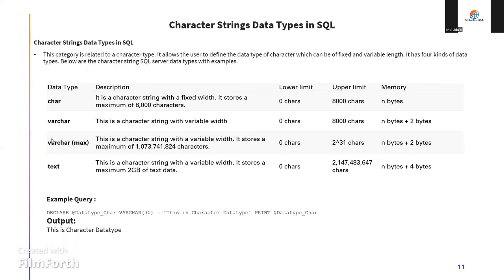So another one is character, right? You know the character. This is a character type. It allows the user to define the data type of character, which can be fixed length or variable length. It has four kinds of data types: character, varchar, varchar max, and text. So character can have 8,000 characters maximum.